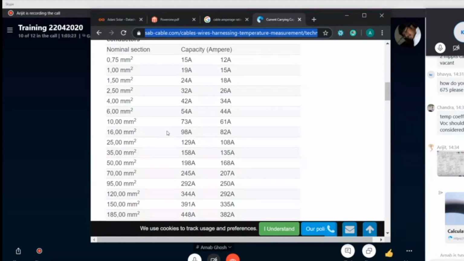But for the AC side, we don't require copper. We can use aluminium. Yes, if it is tender specific, we need to use copper. Okay, so we can use aluminium on the AC part to reduce our costing.